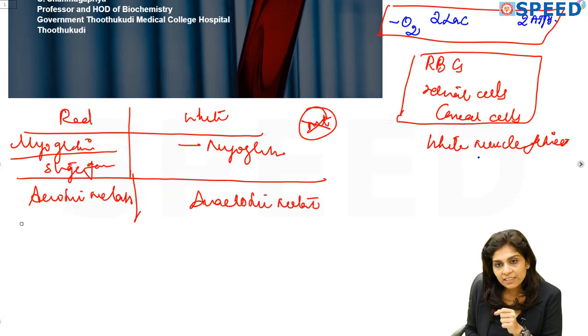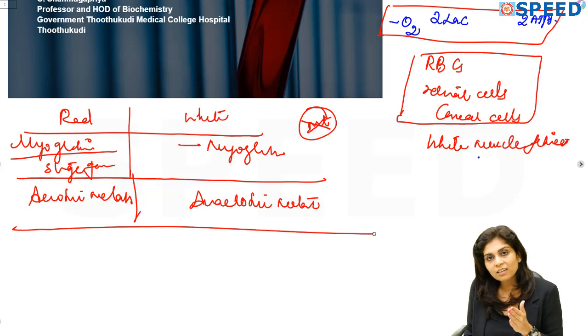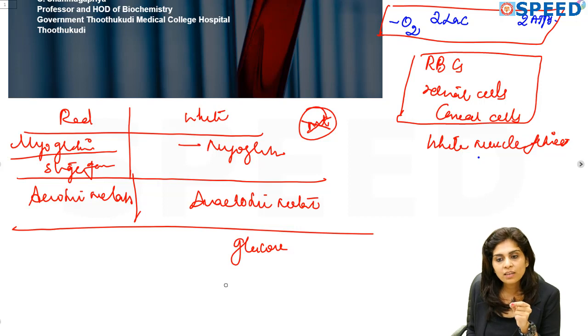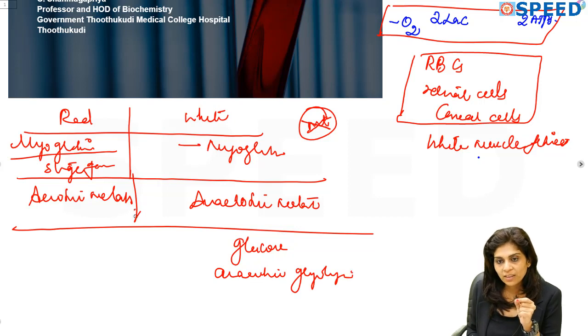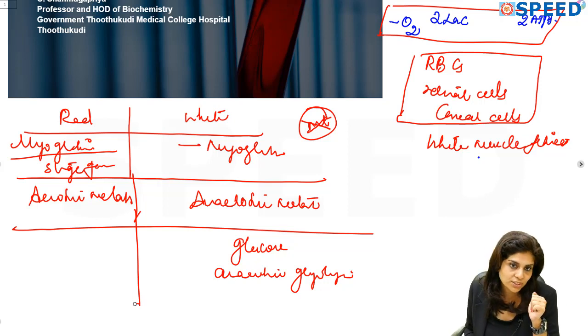Okay, and if I say white muscle fibers undergo anaerobic metabolism, that's a clue that is given to you that this cell can utilize only glucose as its fuel. This cell can utilize only anaerobic glycolysis for ATP production. So whenever you hear the term an anaerobic cell, you can close your eyes and say this cell can use only glucose, this cell can use only anaerobic glycolysis for ATP production.